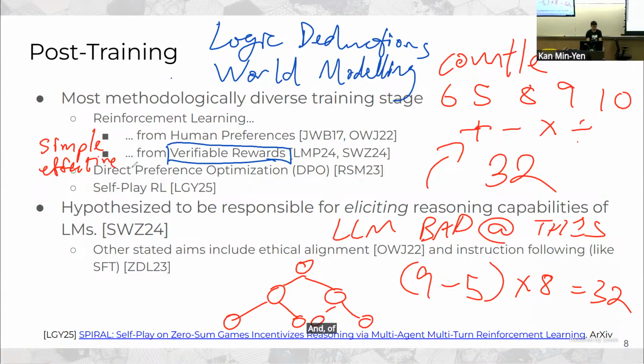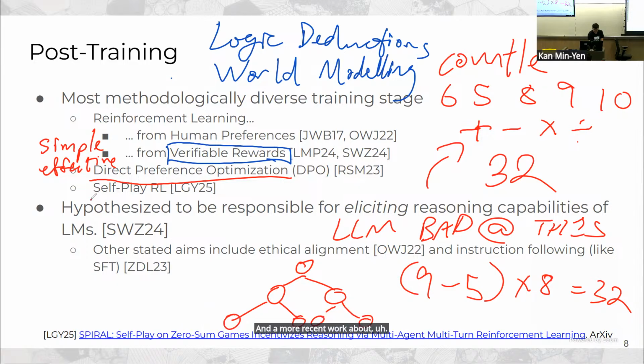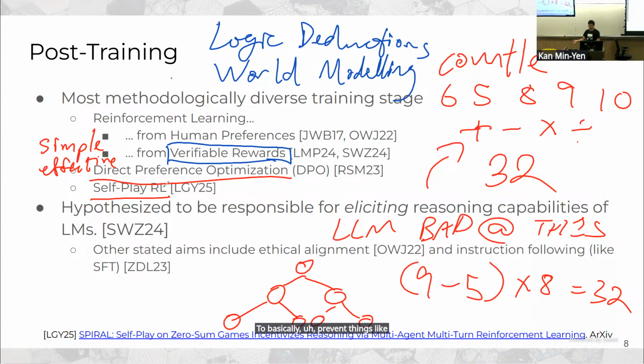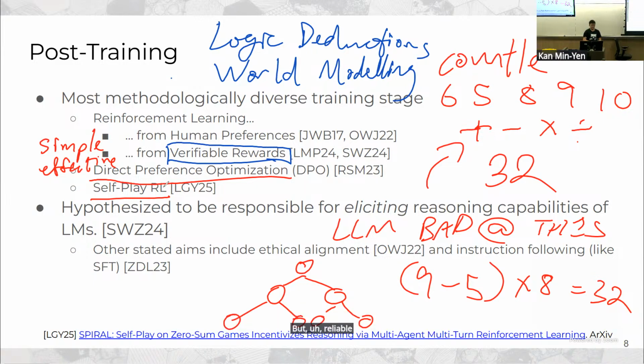And of course, there are also more unorthodox approaches, such as direct preference optimization, and a more recent work about LLM self-play, which allows it, through zero-sum games, to basically prevent things like reward hacking. I won't go into the weeds here, but these are reliable, zero-data methods of building reasoning capabilities.